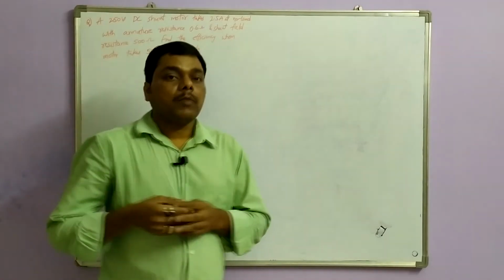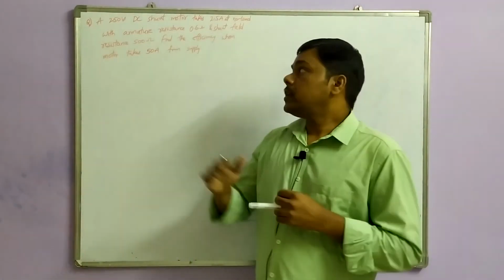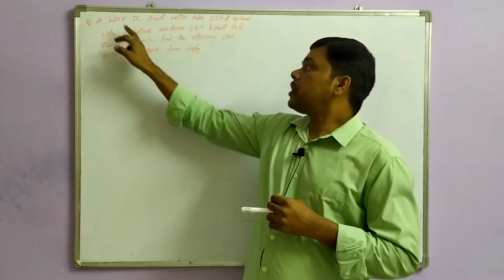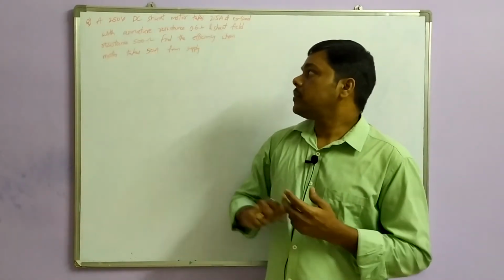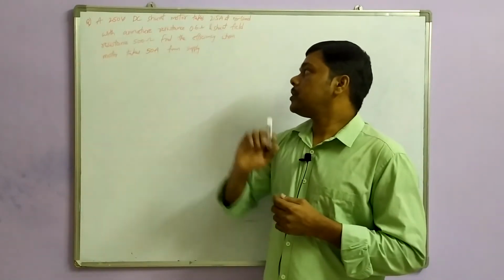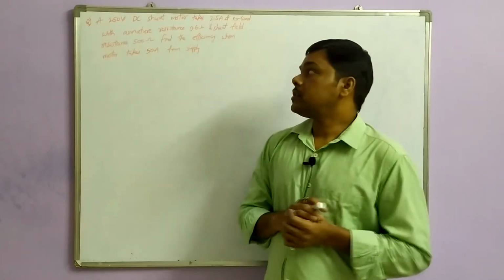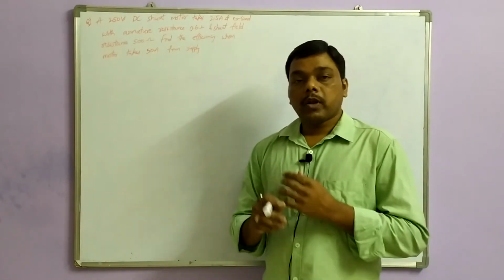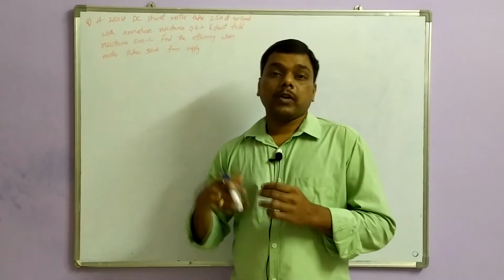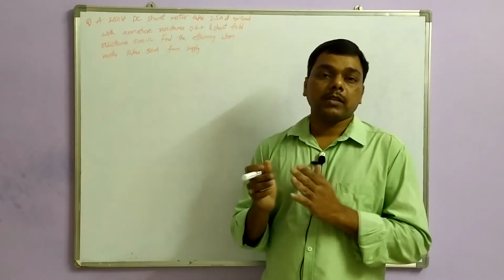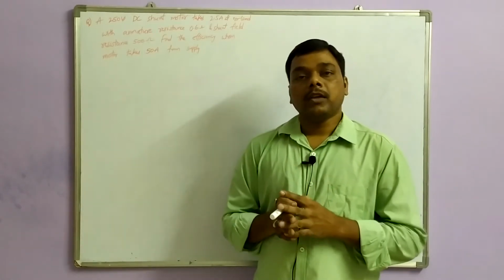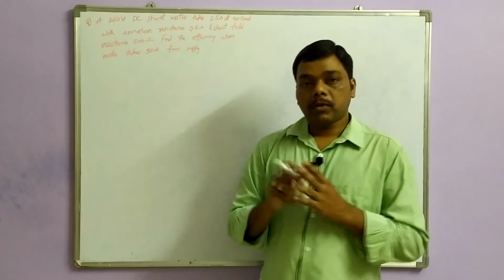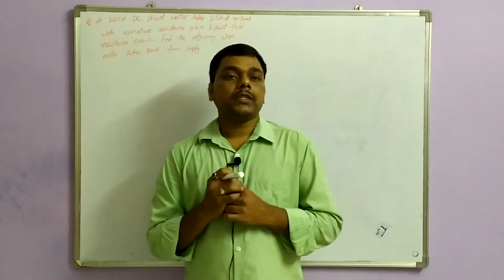Now if you observe the problem, the no load current is given, 2.5 amperes, and the supply voltage is given, as are the armature resistance and shunt field resistance. Now if the load current increases from 2.5 to 50 amperes, what is the efficiency at 50 amperes load? So we have to calculate the load efficiency.